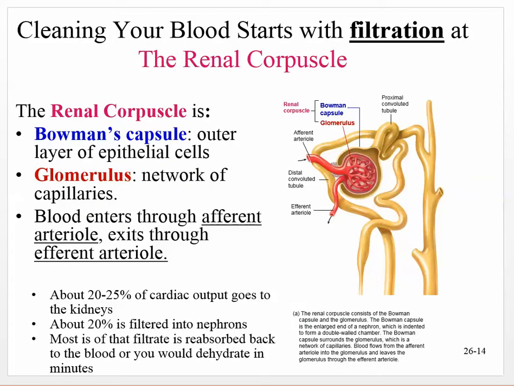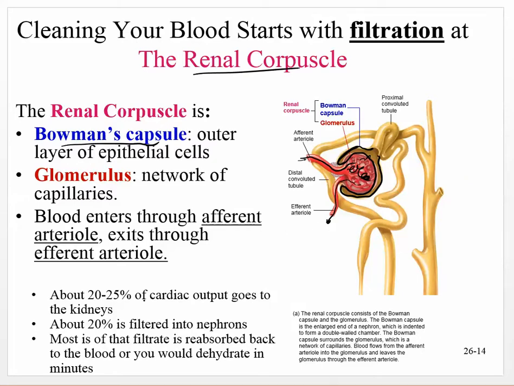Okay, so cleaning your blood starts with filtration. So that's the renal corpuscle that I mentioned earlier. The renal corpuscle consists of the Bowman's capsule, which is this area around, which is actually part of the tubule. And then the glomerulus, which is the capillary ball that sits right here. Blood enters through the afferent arteriole, and then filtration occurs, and then any blood that's still left, which is about 80%, will flow back out.